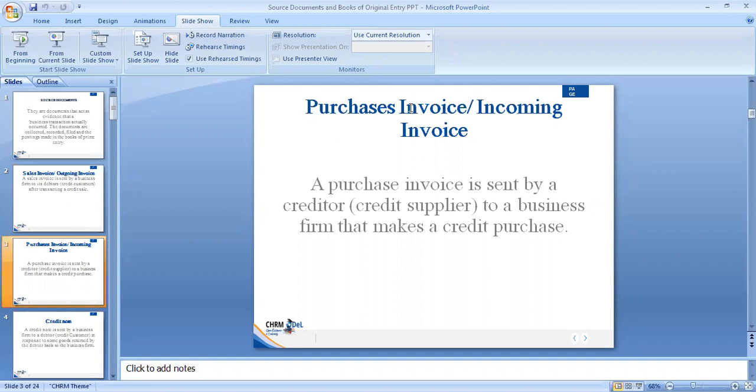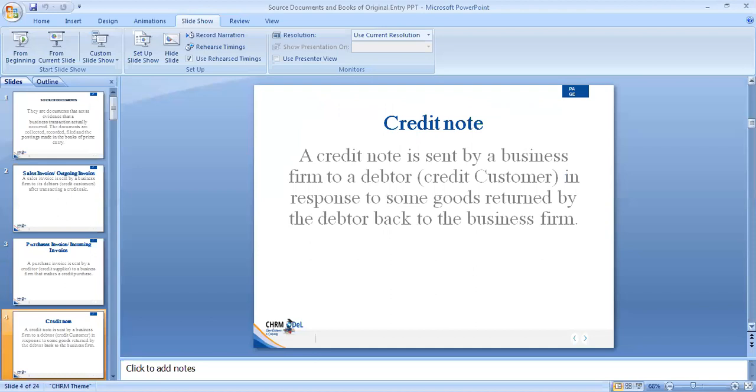So a purchases invoice is normally sent by the credit supplier, the supplier who has given goods on credit to us, requesting payment for those particular goods. So at any given period, we might be interested in knowing how much we have bought on credit. The value of the goods that we have bought on credit in a particular period is simply the sum of all the purchases invoices that we have received. All the purchases invoices that we have received will give us the figure for all the credit purchases that we have made in a particular time period. Then we have what we call the credit note.